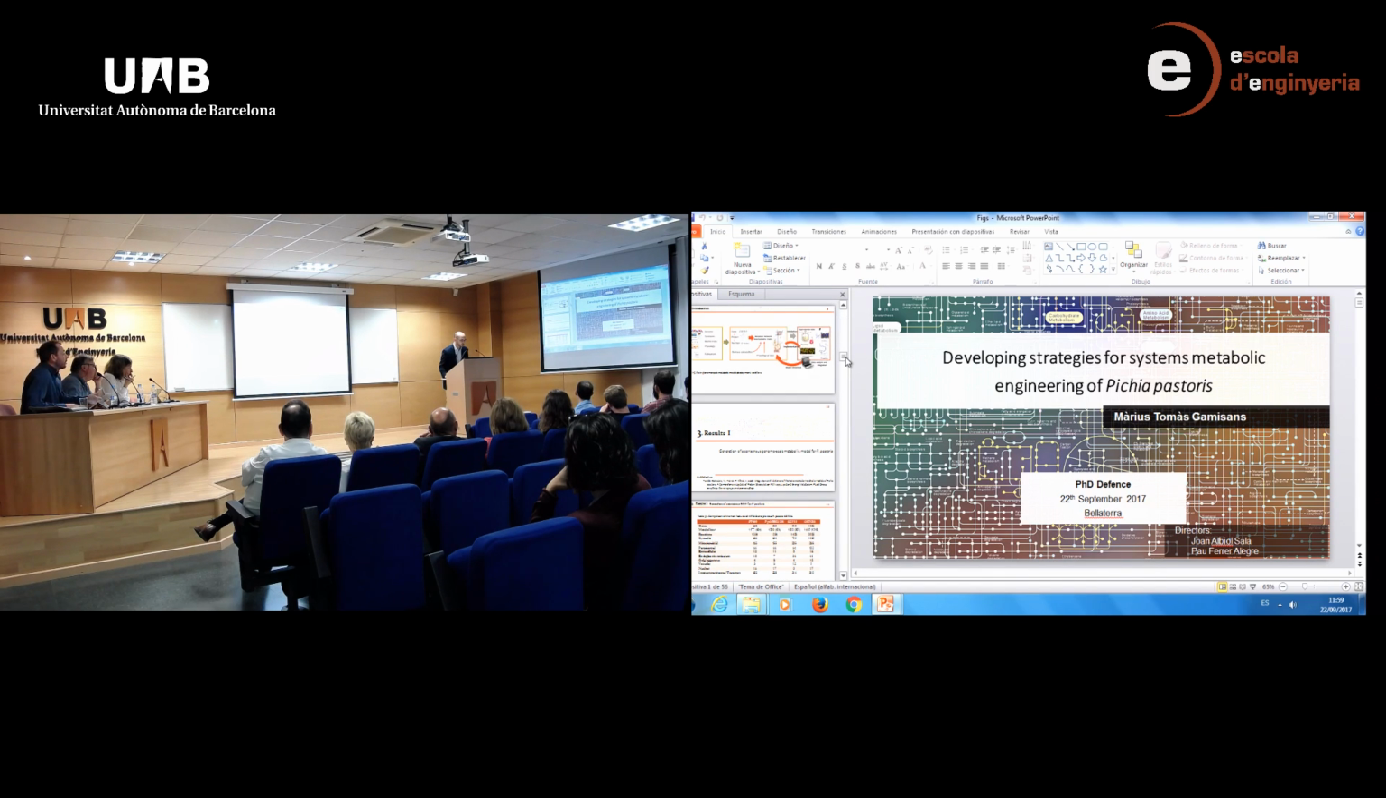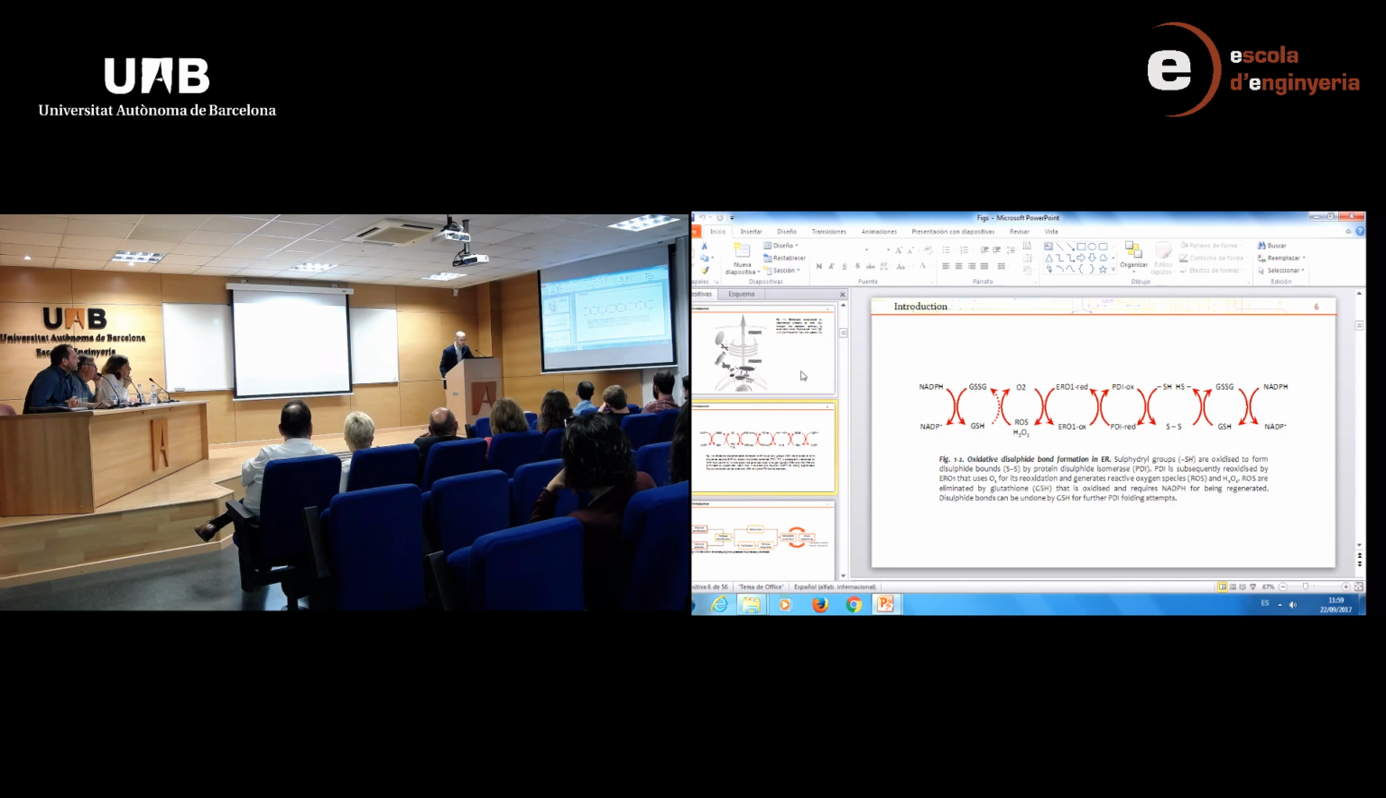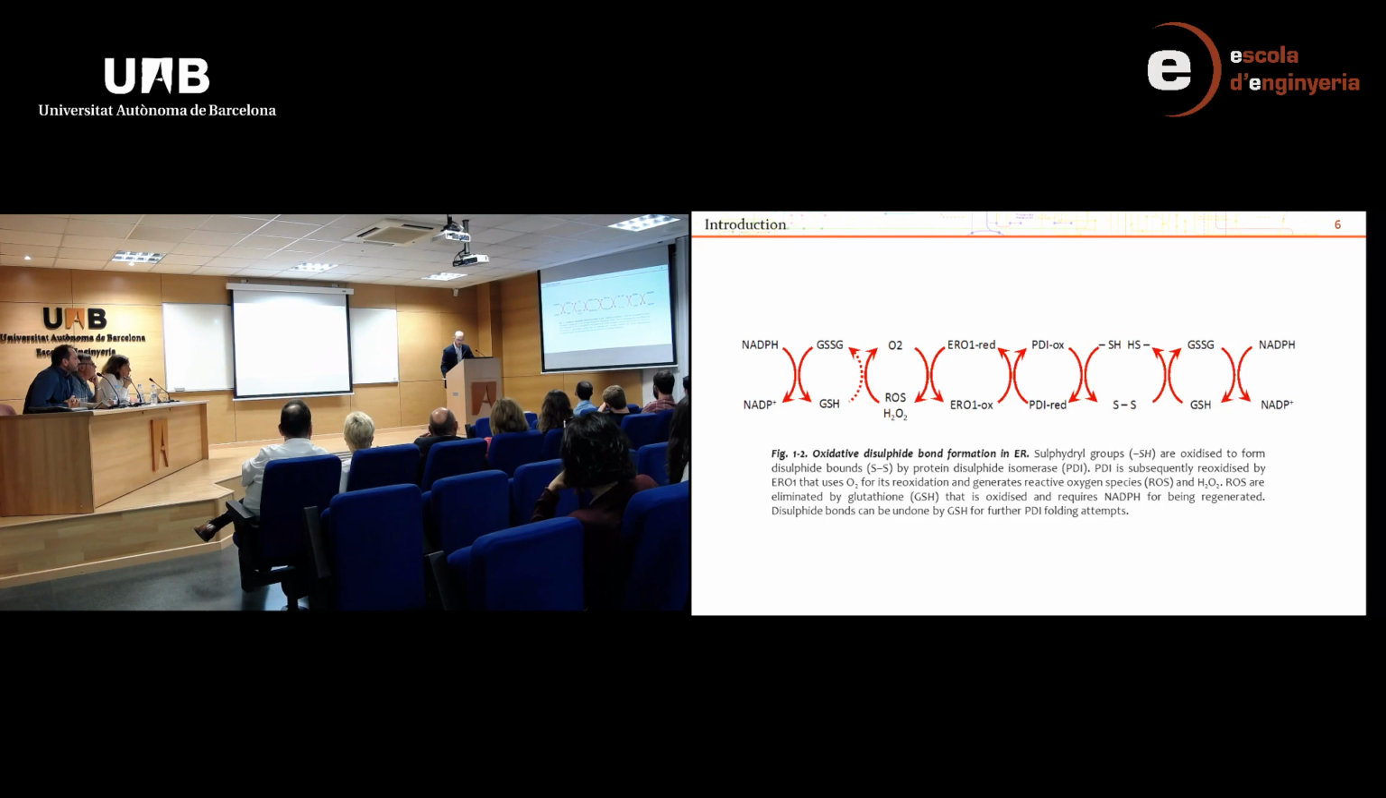Well, more or less, there's a figure in the introduction that represents what's going on with NADPH here. So in the end it goes to oxygen, I assume? Yeah. Here is commonly how disulfide bonds are formed in the ER.